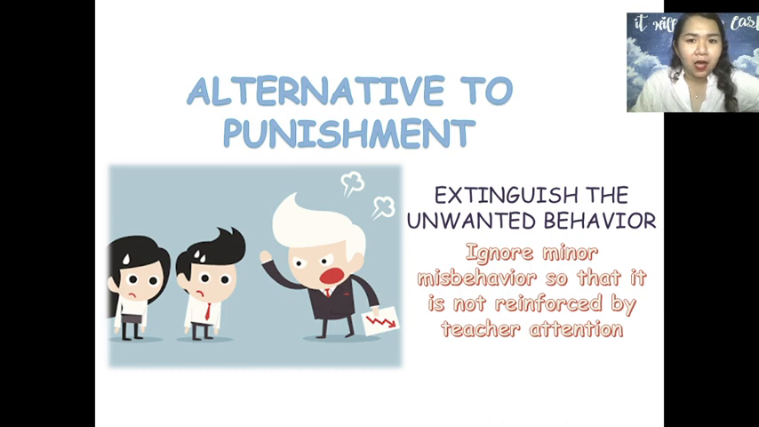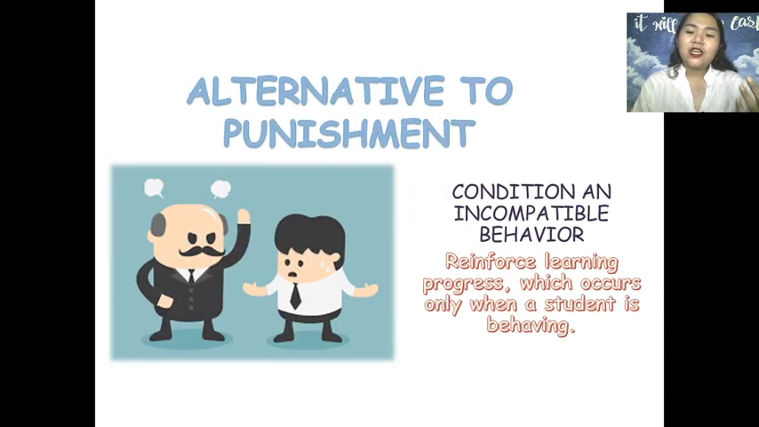So, ignore them. Once they see you are not reacting, they will stop their misbehavior. Next. Condition an incompatible behavior. Reinforce learning progress which occurs only when a student is behaving. So, you try to appreciate, of course, when there is learning progress, you should give appreciation.